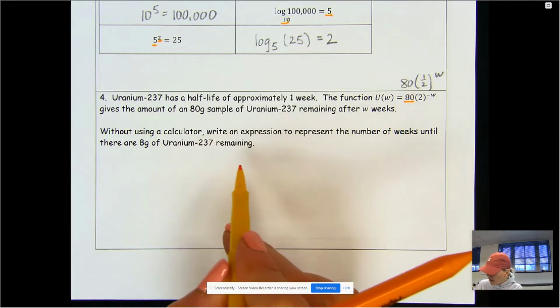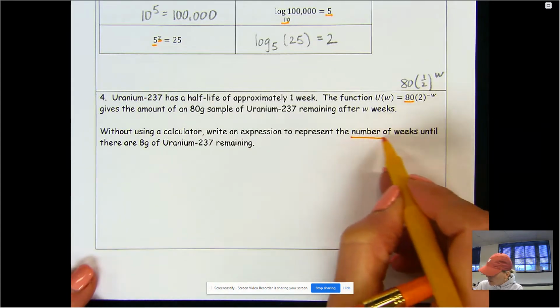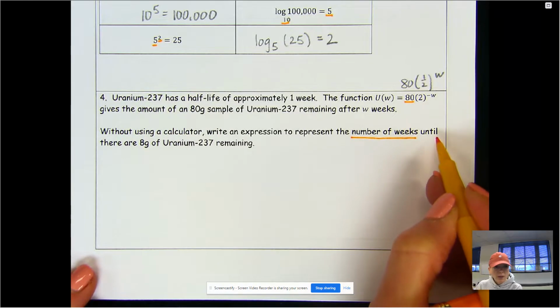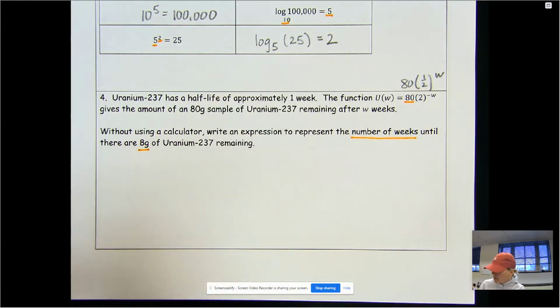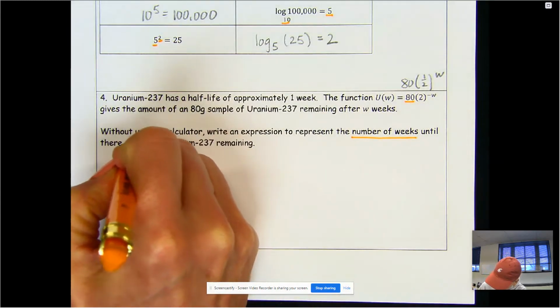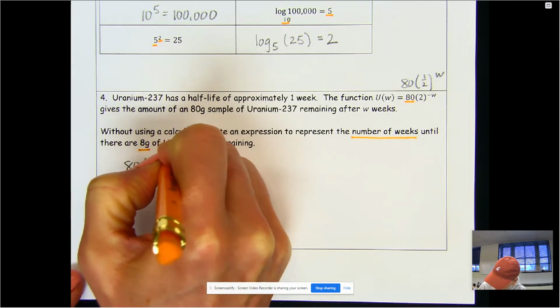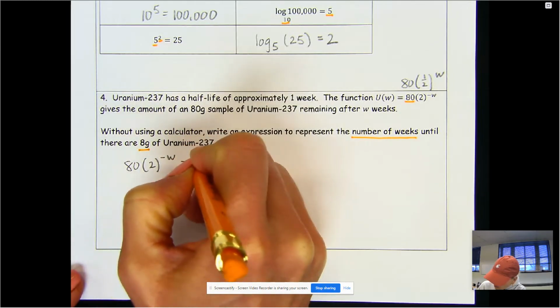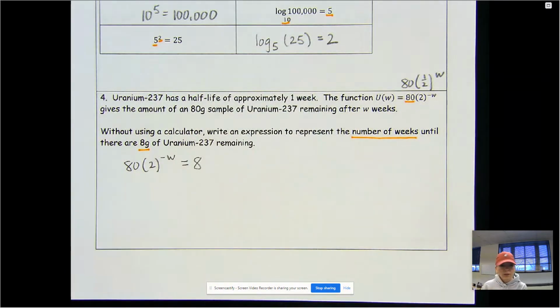So without using a calculator, write an expression to represent the number of weeks we're going to be solving for, W, until there are 8 grams of this uranium remaining. So that means our function 80 times 2 to the negative W, we're going to set it equal to 8. So 2 is our base, negative W is the exponent.